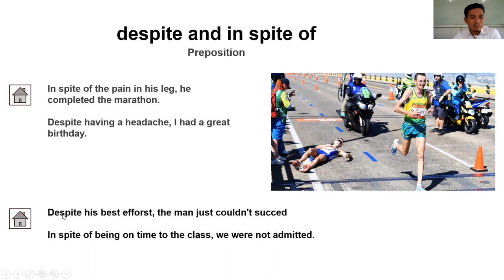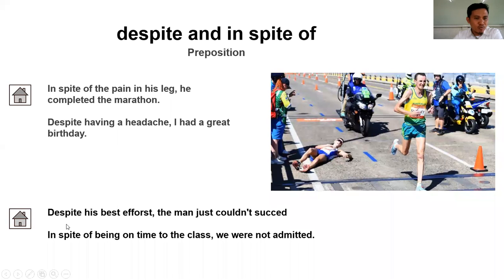Okay, so the next is another sample. Despite his best effort, the man just couldn't succeed. This is a typo without s: effort, not efforts. So also here, in spite of being on time to the class, we were not admitted. After despite, it's also followed by a phrase. There is no subject and there is no verb here. And like this one also, in spite of being, it's followed by a gerund.